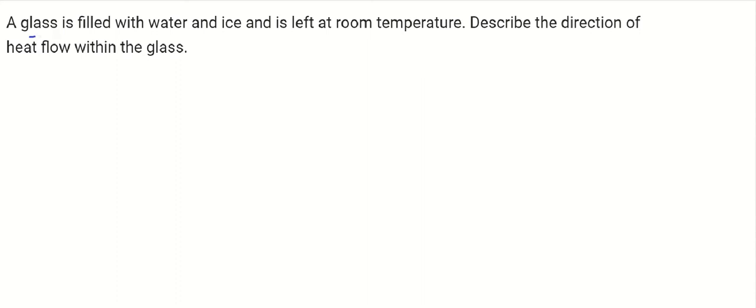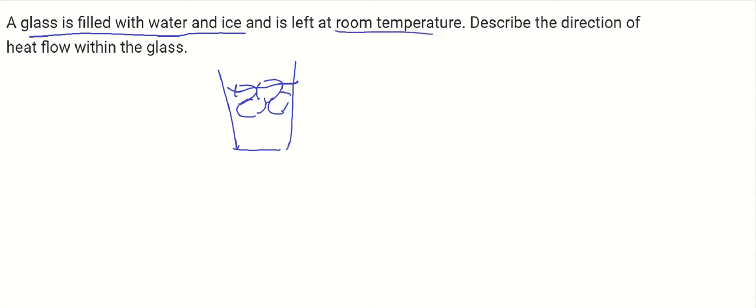We have a glass filled with water and ice. Glass filled with water and there's ice cubes in there, and that's left at room temperature. Describe the direction of heat flow. Heat flows from the object with higher temperature to the object with lower temperature.